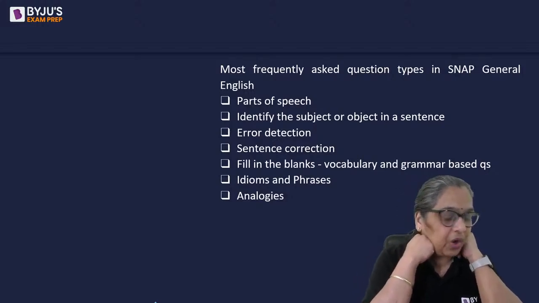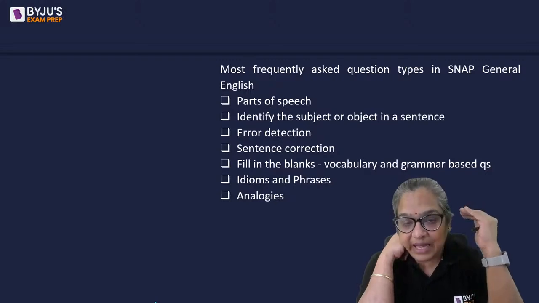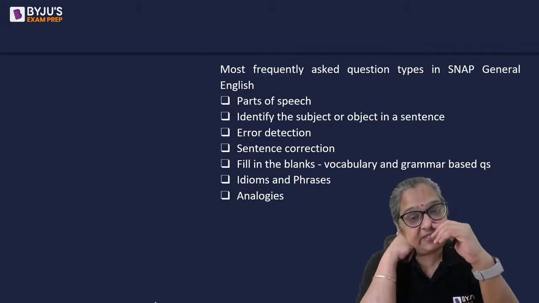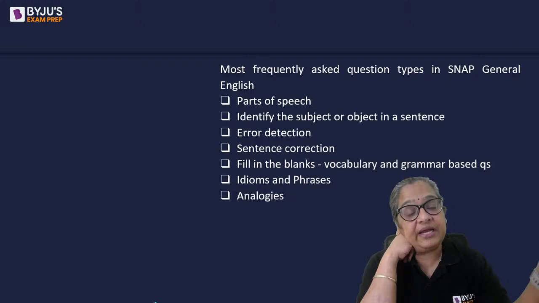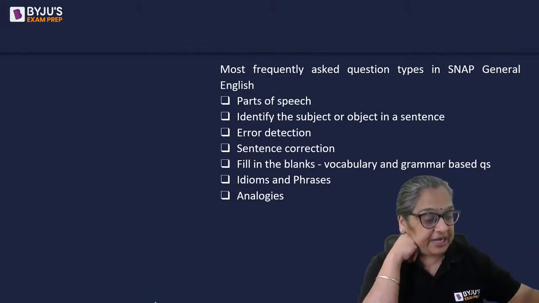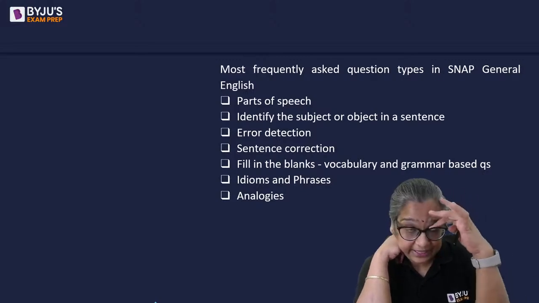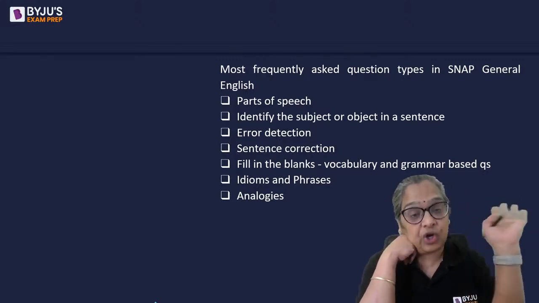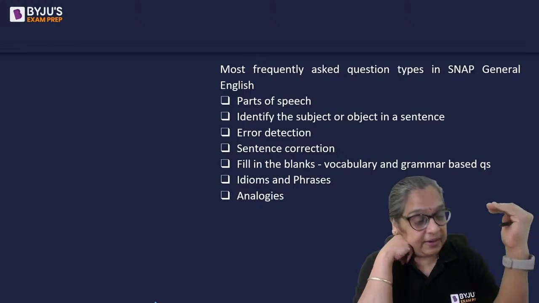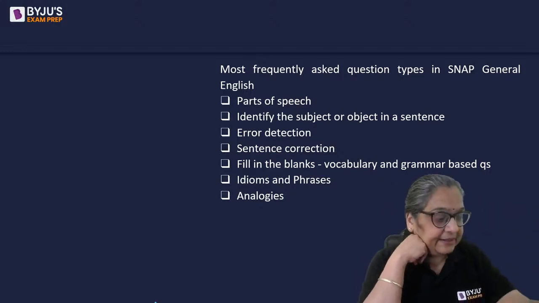All right. As you know, SNAP has 15 questions on English. No reading comprehension in the last 2 years, but they can change it. Today we are looking at the general English part of it, that is not reading comprehension, but vocabulary and grammar.